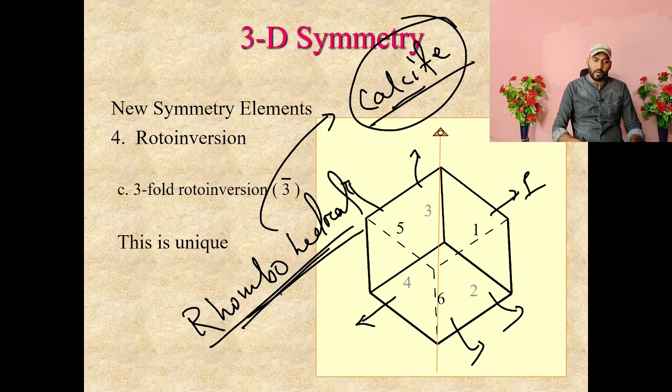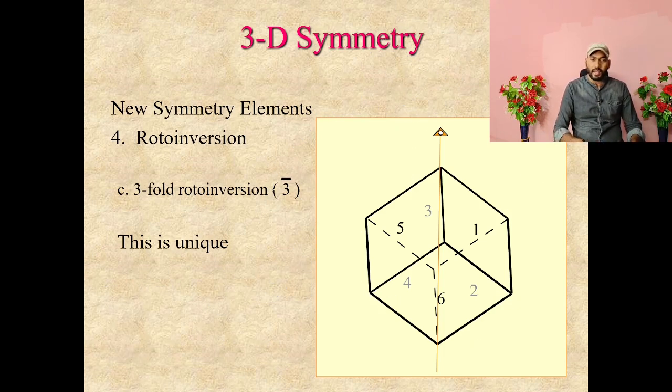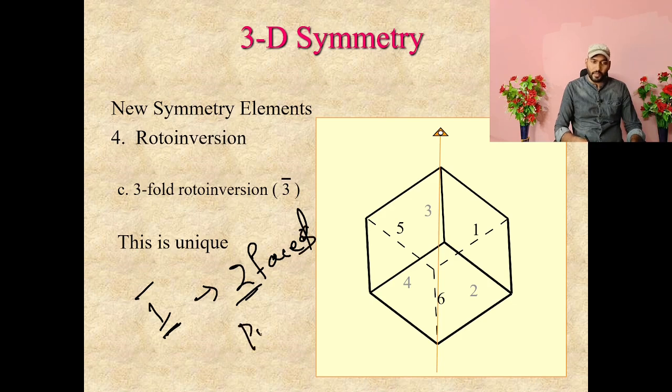Okay, so rhombohedral class comes under trigonal system, which is a subclass of hexagonal system, and its symbol is 3 bar. So 3 bar gave us 6 faces. If you remember, in 1 bar we got 2 faces. So I named it pinacoid. Now here 3 bar we got 6 faces.